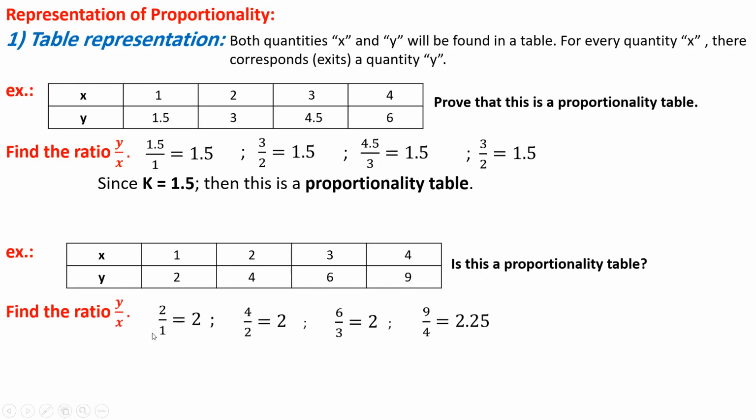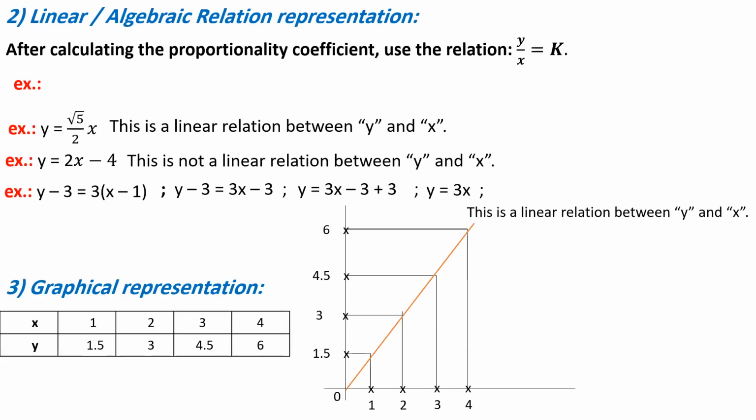Is it the same k? Here it is 2, here 2, here 2, but here we have 2.25. Since we have different k, this is not a proportionality table. So to have a proportionality table, we should have the same proportionality coefficient in all our table. Number 2, we can represent proportionality using a linear or algebraic relation.